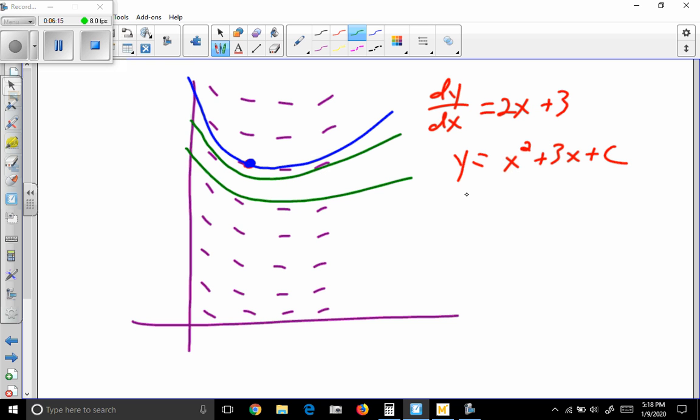What do I mean they don't intersect? If they intersected, that means for a single point, there could be this solution or they could be that solution. But that's not going to be the case.